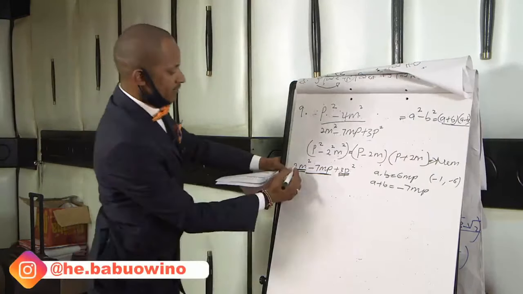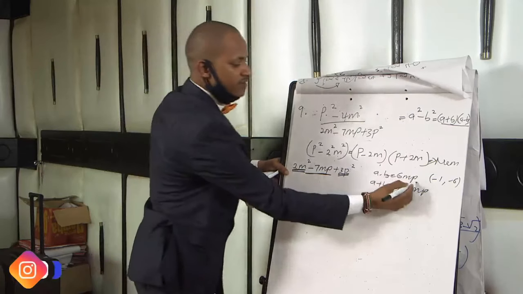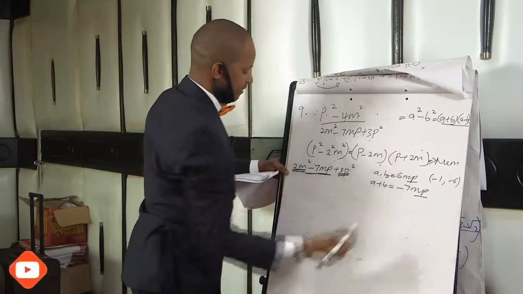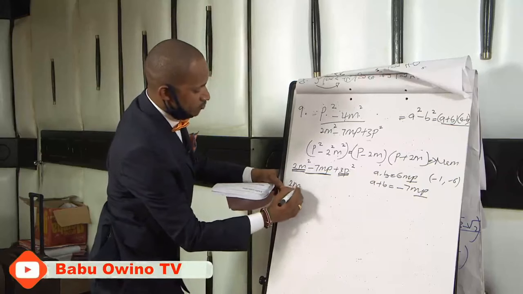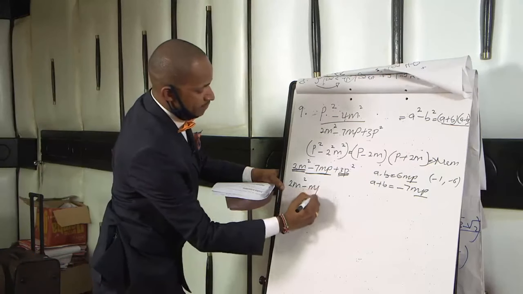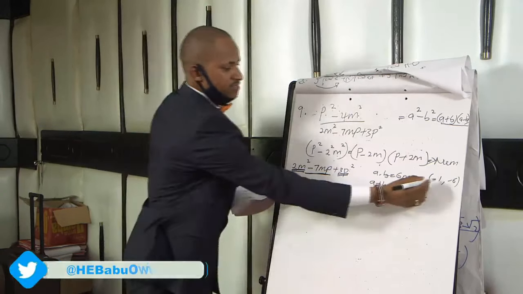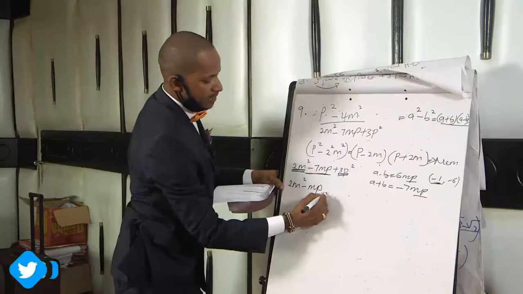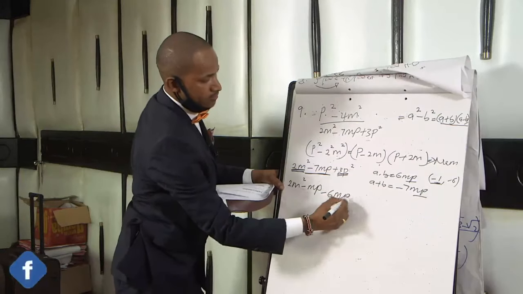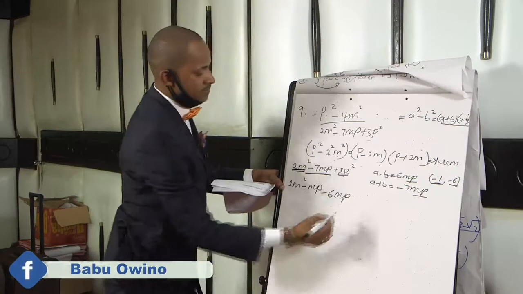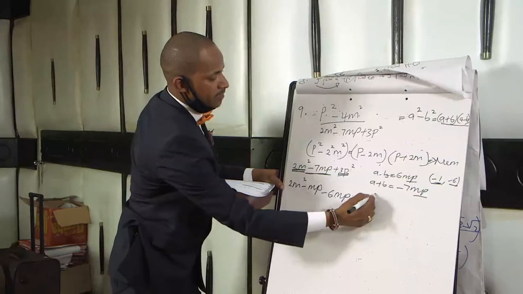You come back here, but now because we have mp, we will just replace it. So we have 2m squared minus mp, which is represented by minus 1, then minus 6mp, which is represented by this minus 6, plus 3p squared.